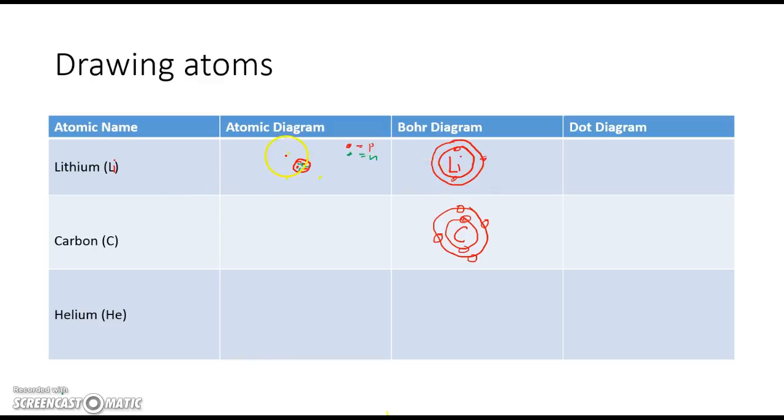If you remember, lithium has 3 electrons. So the first 2 go into the first shell. Remember, you cannot have any more after that. And then the third one goes into the next shell until you reach 8. Once you have filled the 8, then you have another shell. So carbon has 2 electrons in the inner shell and then 4 on the outer shell because it has 6 electrons.